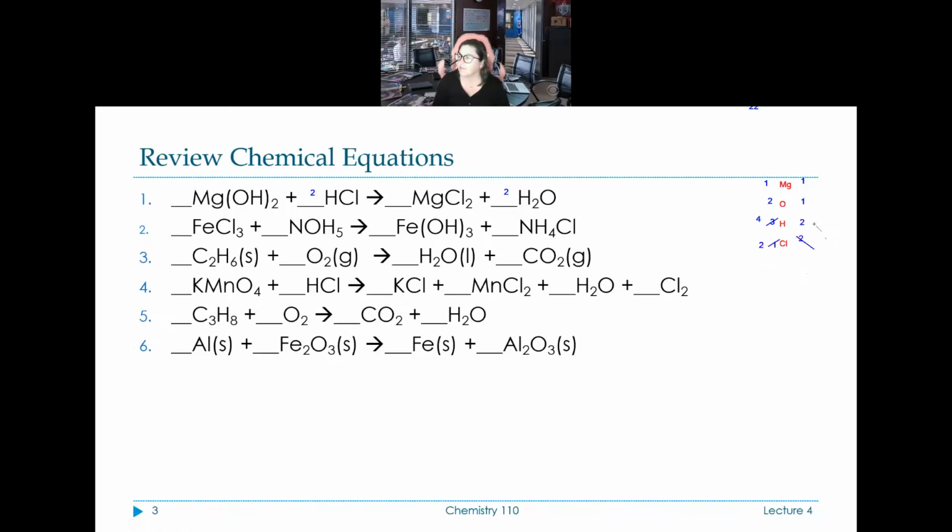I need to get rid of that. And I need to get rid of that. And now I have new values for these. So my hydrogen, again, is 4. And my O now is 2. Do all my numbers match?